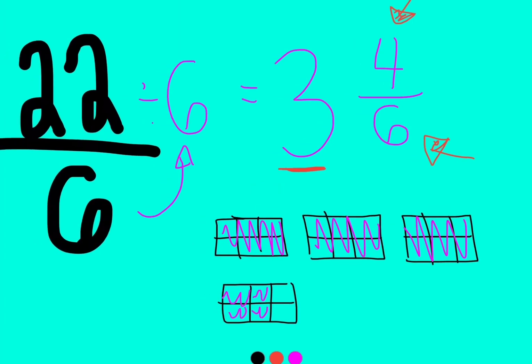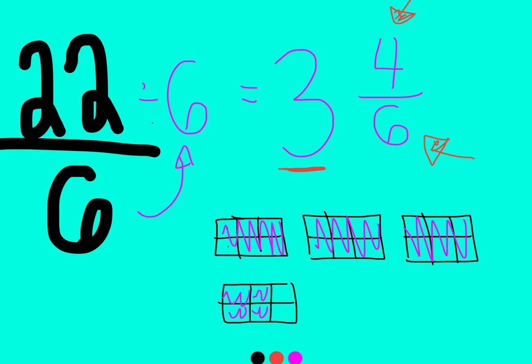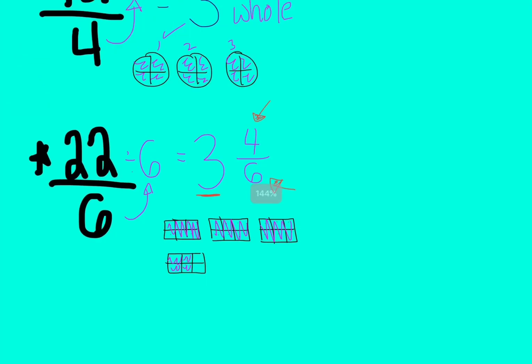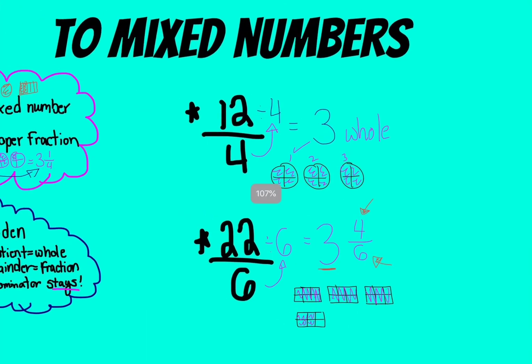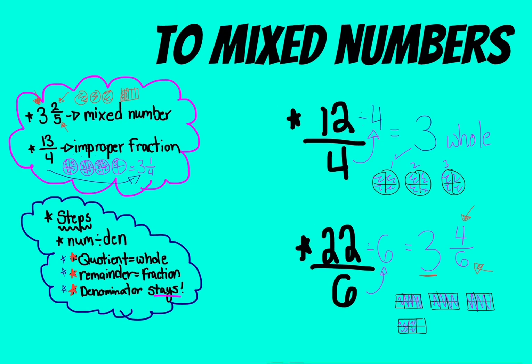I'm going to count them up. I'll change it to green so it's a little bit easier to see. So I have 1, 2, 3, 4, 5, 6, 7, 8, 9, 10, 11, 12, 13, 14, 15, 16, 17, 18, 19, 20, 21, 22. So that is correct also. So all you're doing is dividing the numerator by the denominator. However many times it goes in perfectly, that's your whole number. Your remainder is your numerator, and your denominator stays the same.